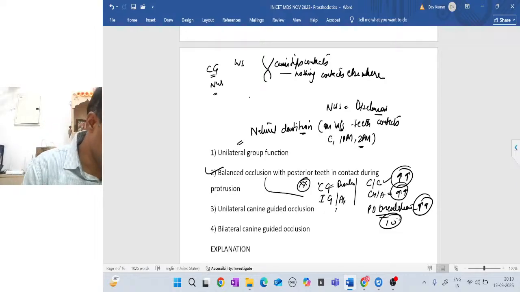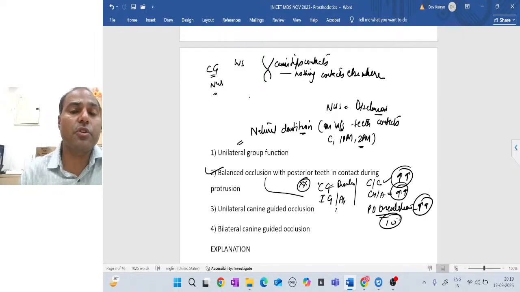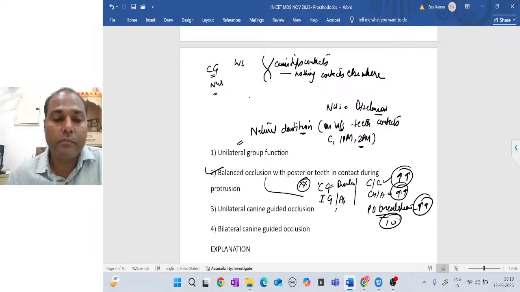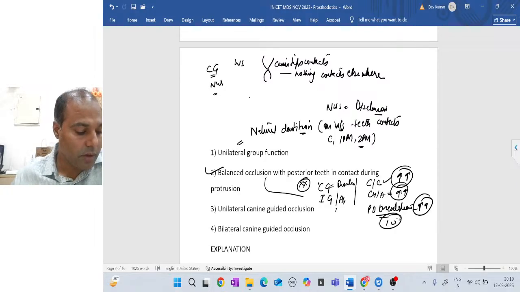Yes, somebody is asking, in natural dentition have canine guided? Yes, it is the best occlusion, especially in young adolescent patients with the canine tips still very sharp. They have canine guided occlusion. It's the best occlusion, no doubt about it. Especially when you are giving posterior all ceramic restoration, it is always best to have canine guided occlusion. I hope I am clear. Clear? Right?